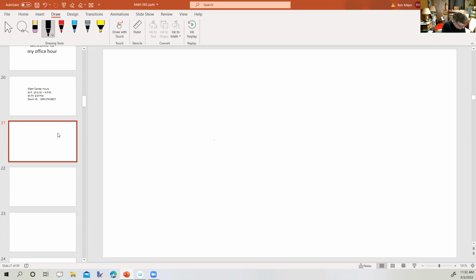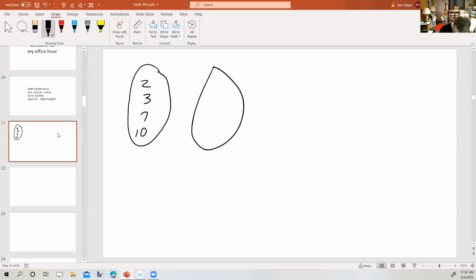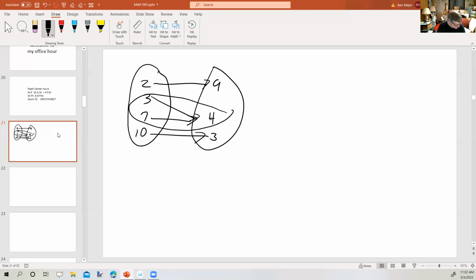And let's look at some mappings of that. Let's say we had the following. We've got 2, 3, 7, and 10. And here we've got 9, 4, and 3. And 2 goes to 9, 3 goes to 4, 7 goes to 4, and 10 goes to 3. This is a function, but it's not one-to-one because you've got more than one input going to the same output, okay? How about this situation?